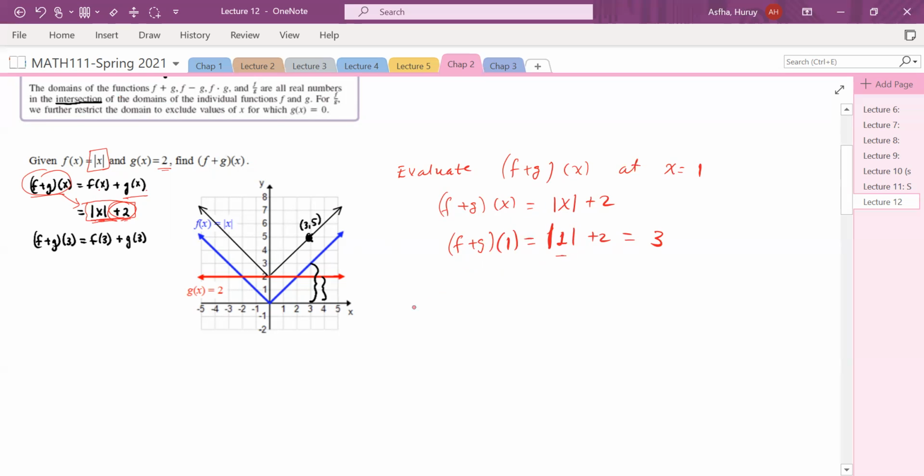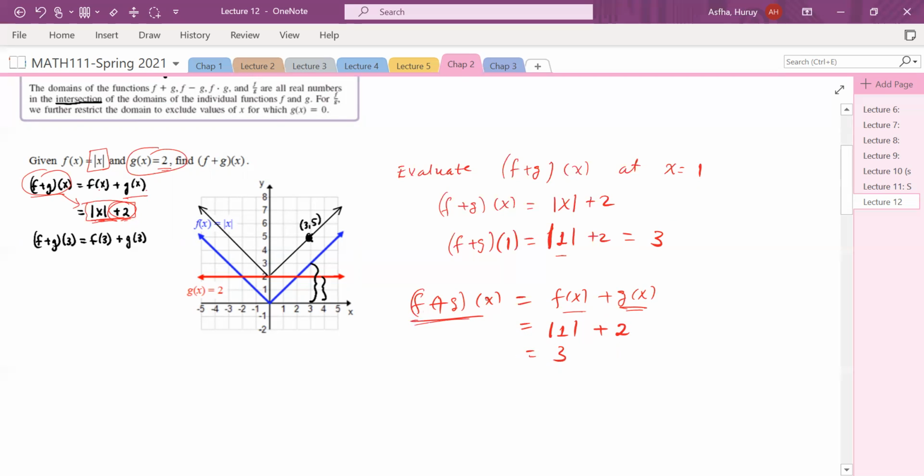But from the formula, we know (f plus g) of x is f of x plus g of x. Now, f of x is absolute value of x, so it's absolute value of 1. And g of x is a constant function, so it doesn't change. For any x, the value of g of x doesn't change. It's 2 because it's a constant function. Even though we pick 1, it's constant. Therefore, we again have 3.